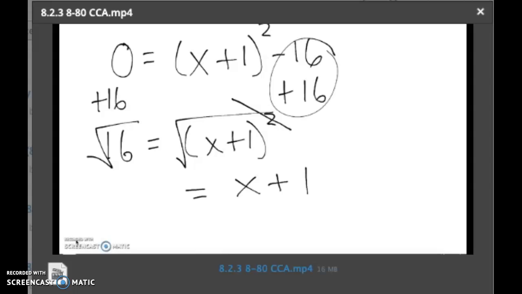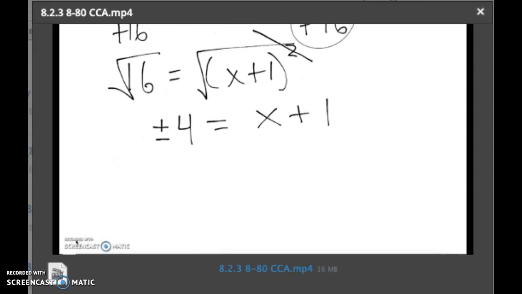And then the square root of 16. I'm thinking that most of you are thinking 4, because 4 squared would give us 16. But there's another number that when we square it, we get 16, and that number is negative 4. So 4 times 4 gives us 16, and negative 4 times negative 4 gives us 16. So when we take the square root of 16, we can get positive 4 or negative 4. We write that as plus or minus 4.